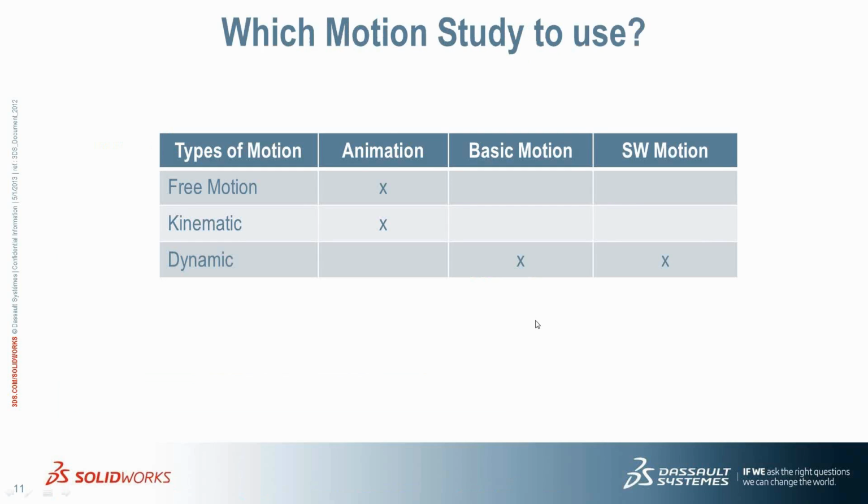So with all these things said, we use the different types of motion to distinguish between the type of motion study to use. Now, because we're focusing on animation today, animation can do all your free motion, where I showed the two solids going into each other, or kinematics, dealing with the mates of components and actually moving them mechanically. But anytime you get into dynamics, you're almost automatically going to jump to Basic Motion and the SolidWorks Motion product. And I will show how those are there, but we're not going to focus on them today.